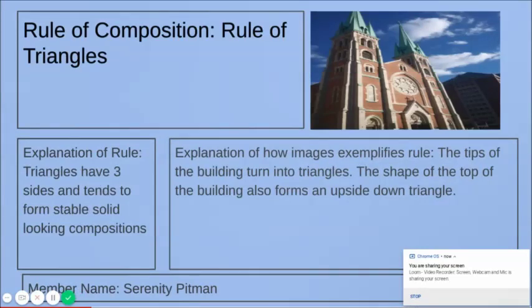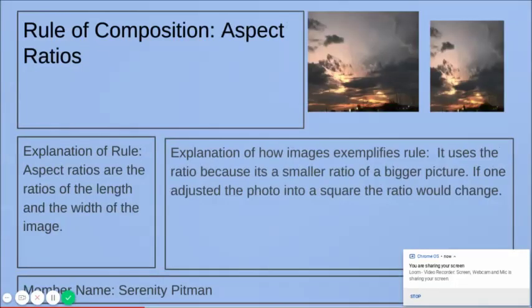She also did the rule of triangles, and it's when a picture forms a triangle. The building represents the rule of triangles because the tips of the building are triangles, and the shape of the top of the building also forms an upside down triangle. She also did aspect ratios, and that's when the length and the width of the photos can be changed. Those pictures use the ratio because it's a small ratio of a big picture, and then she adjusted the picture to be square.